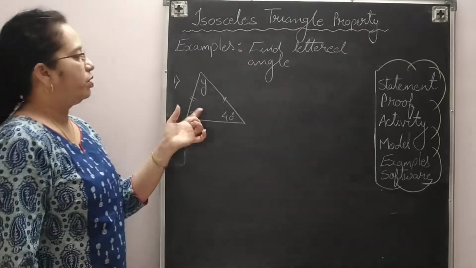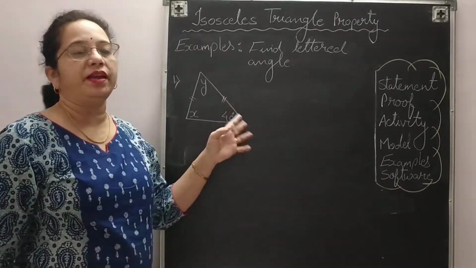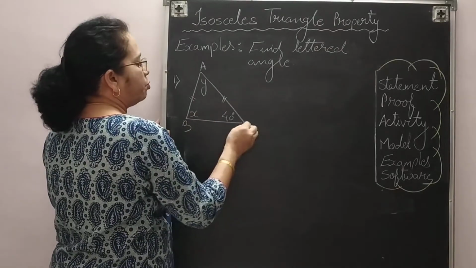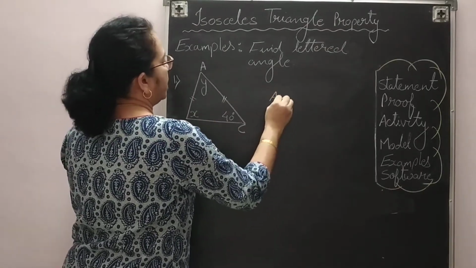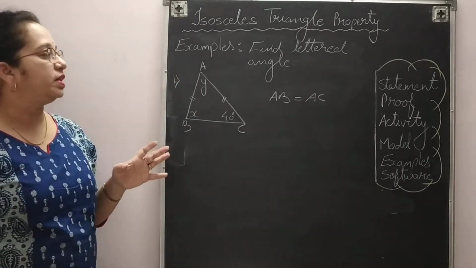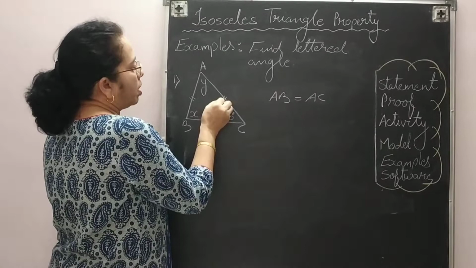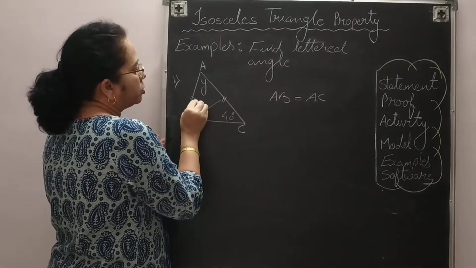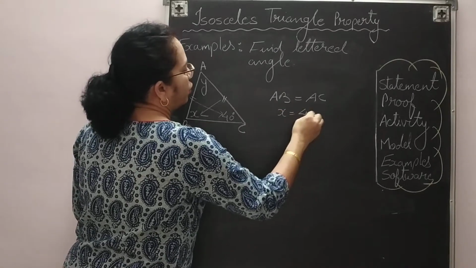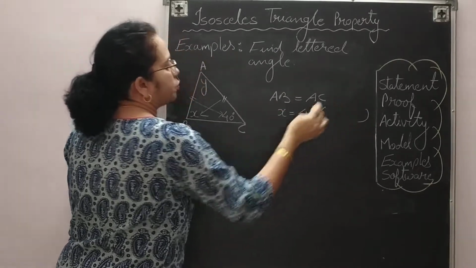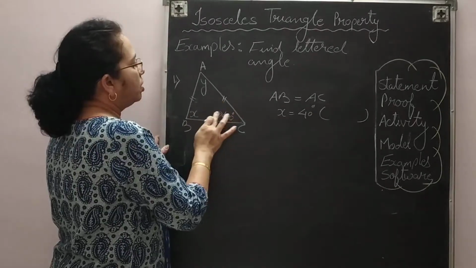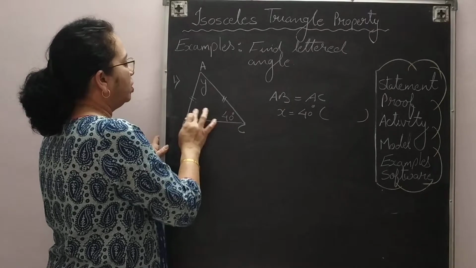Okay. So here you can say that since two sides are equal, this is an isosceles triangle. You can give a name over here. So which two sides are equal? AB is equal to AC. Therefore their opposite angles are also equal. So opposite to this is X and opposite to this is this. So we can say that therefore X is equal to 40 degrees. The reason you are supposed to write is by isosceles triangle property. So now here we got the value of X is also 40.